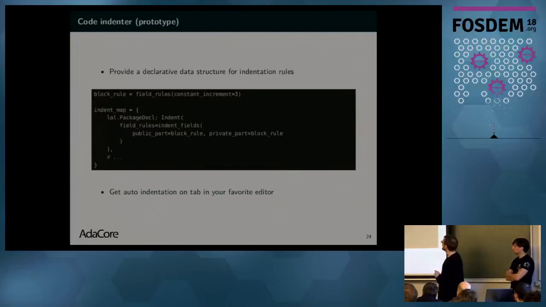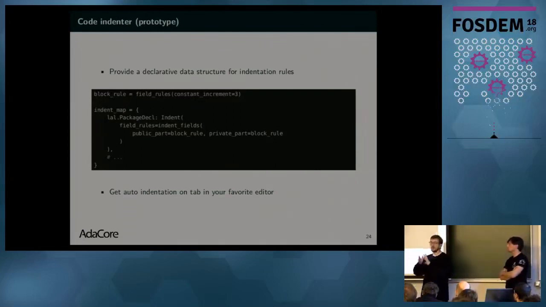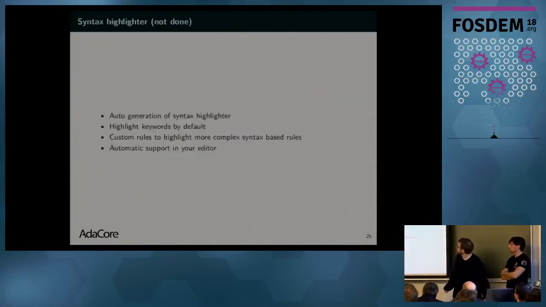So this is for Ada, and what you would do is provide a declarative way of indenting your code for the tree. So you say, for a package declaration, for example, I want the public and the private part to be indented by a block rule, which says indent by 3 columns. And then the engine will do that automatically. And if you have a new language frontend, all you need to do is to write this map, and you have an indenter for your language. Syntax highlighter could be produced along the same way.